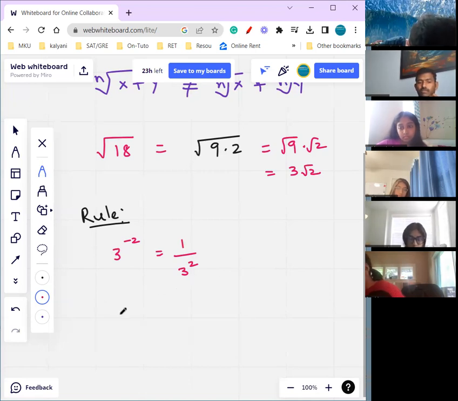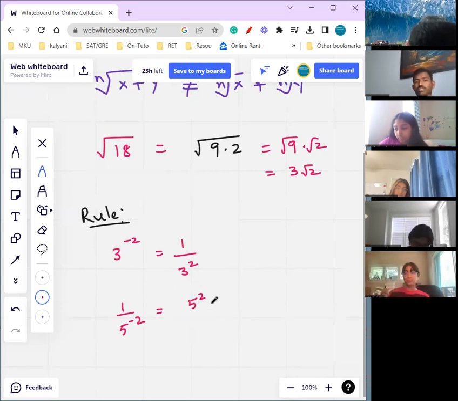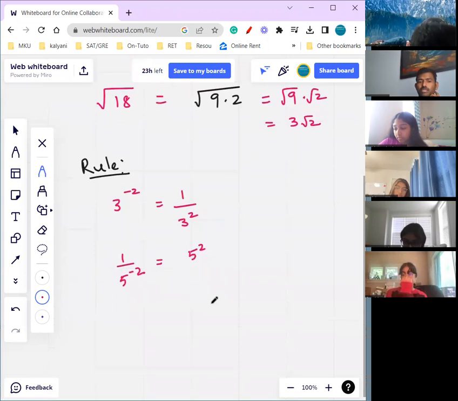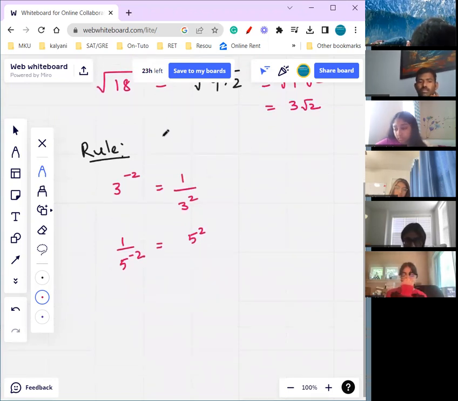Similarly, if I have a negative exponent in the denominator, I bring it to the top and it becomes positive. Let's say I have 5 to the negative second exponent in the denominator, I bring it to the numerator and it's a positive exponent. These are the basics I'm expecting you already know. If not, this is a good time to catch up.